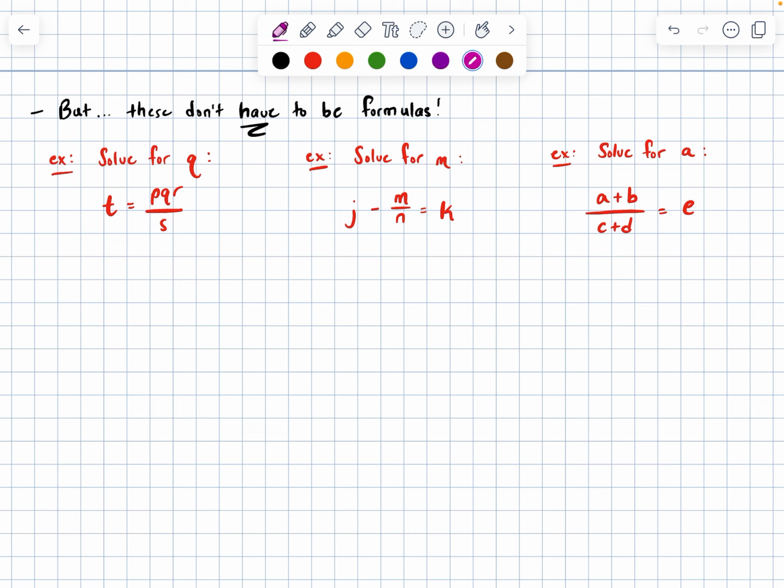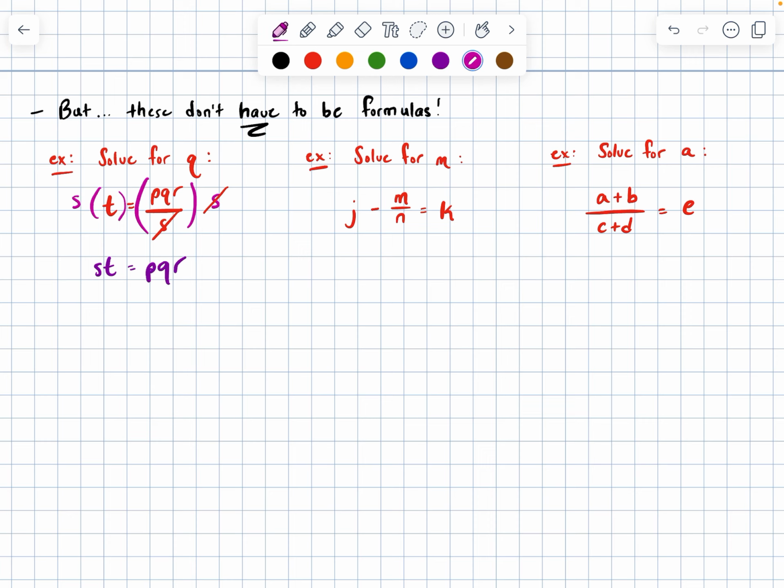Alrighty, let's do it. So here I want to get q by itself in the first one. Well, easiest thing to get rid of here first, I've got my fraction bar. Let's get rid of my fraction using some multiplication. So instead of dividing here, I'll multiply both sides by s. Well, I have s times t, which is just st, and then I've got p times q times r.